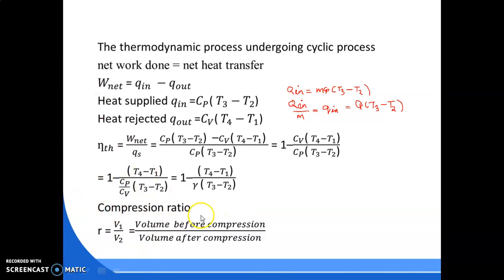So first we will discuss what the compression ratio is. Compression ratio is equal to V1 by V2, total volume by clearance volume.